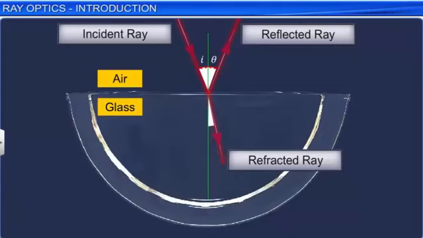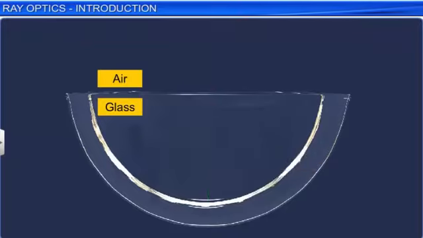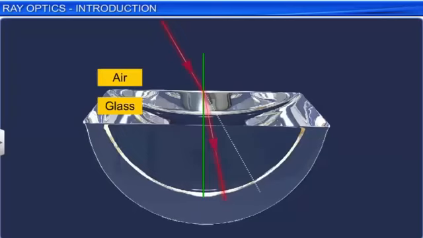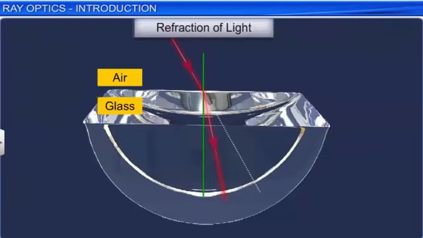You may have observed that when light rays enter the second medium, they deviate from their usual path. This phenomenon is known as refraction of light, and you will study this in detail in subsequent modules.